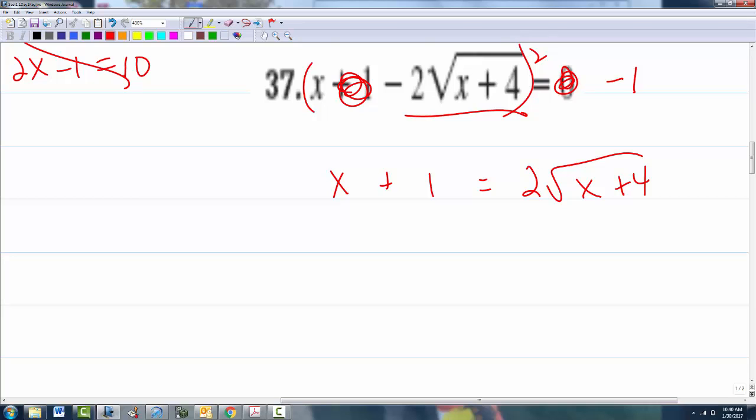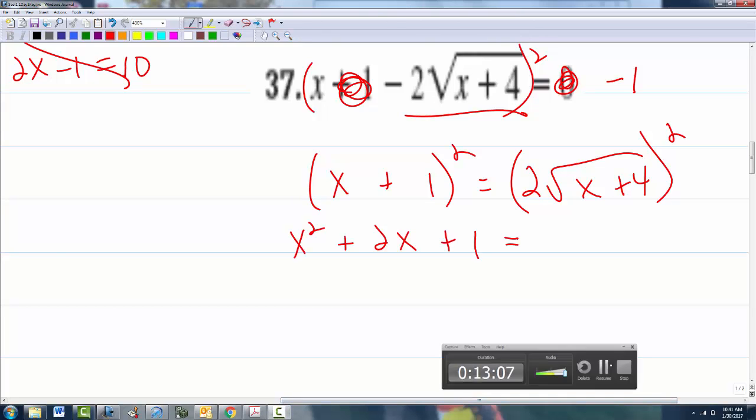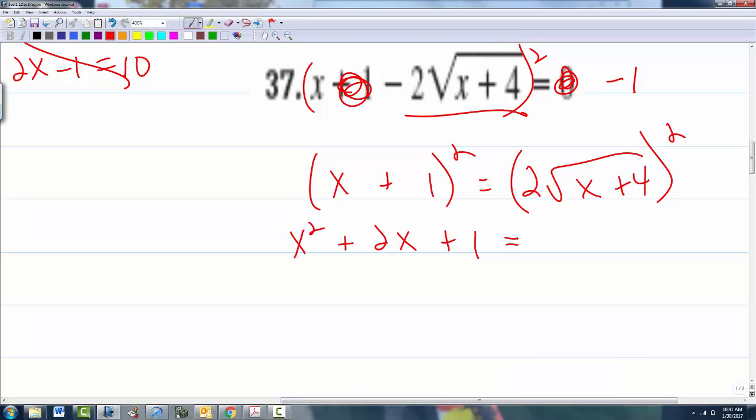Square both sides. Now we're going to go to your friend. Okay? How do I square? Or what's the left side? And we'll do this offline. So we FOILed the left side correctly. Now we're online. What's the right side squared?